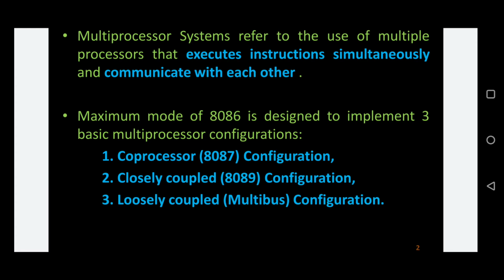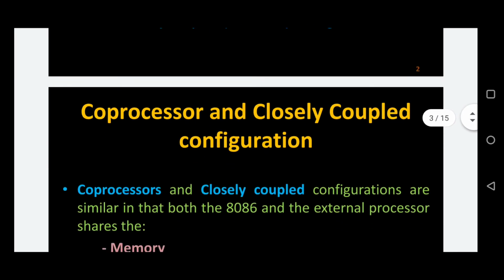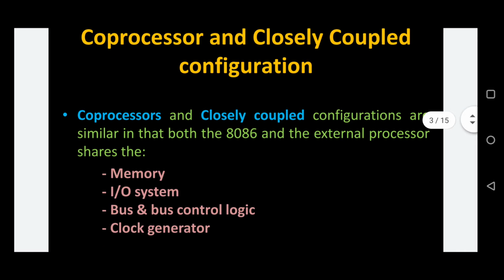This processor can perform floating point operations, so it is called an NDP. The next one is closely coupled configuration. In closely coupled configuration, the coprocessor is called the 8089. The 8089 is an IOP, that is, an input output processor. The input output processor will take care of the input output activities of the multiprocessor system. The third one is loosely coupled configuration, that is, multibus configuration. At first we are going to discuss the coprocessor and closely coupled configurations. Both are very similar.